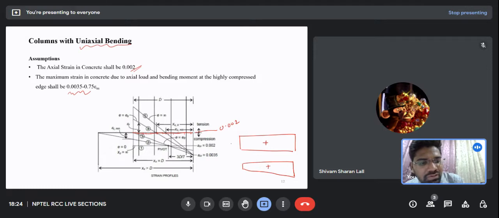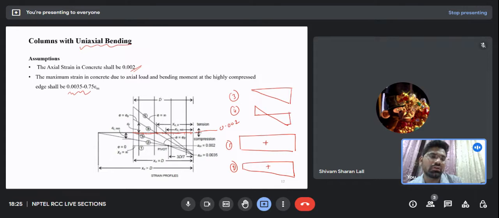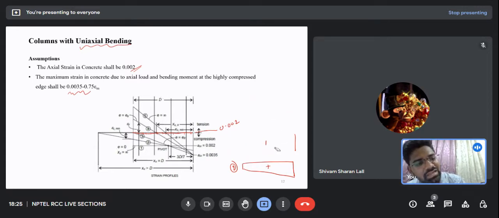Suppose this is the first case, this is the second case. In the third case, what will we have? We will have at one edge of the column the strain be 0, while at the other edge it will be compressive. Now in the fourth case, we will have a case in which my column strain will look something like this. Okay. Now I will try to explain this with the help of this diagram present over here.